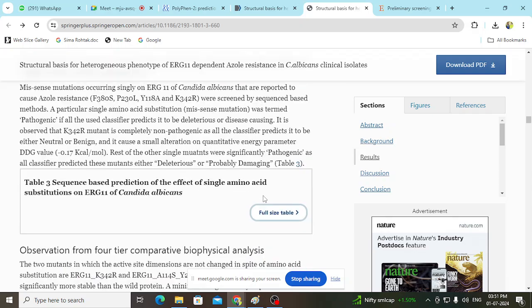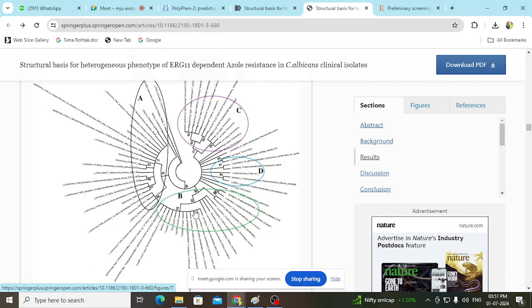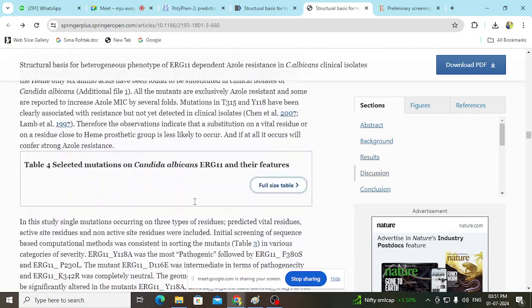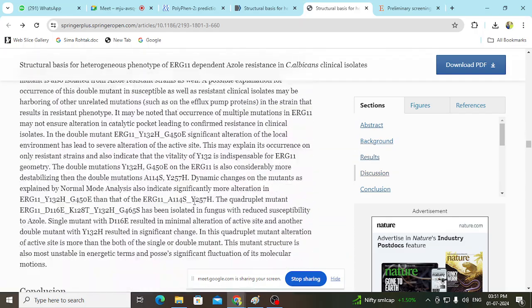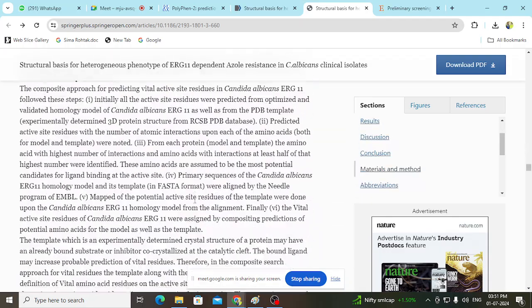So this is how it works, and then we also did a phylogenetic analysis of the protein, how it has been produced, how the evolution of the particular protein has occurred over time in this fungus, Candida albicans. That also we explained. Multiple different analyses we did, and eventually it was published also, in a very reputed journal.